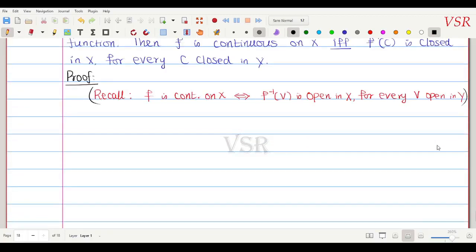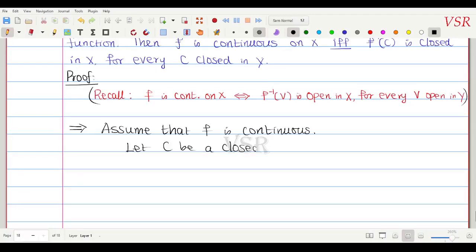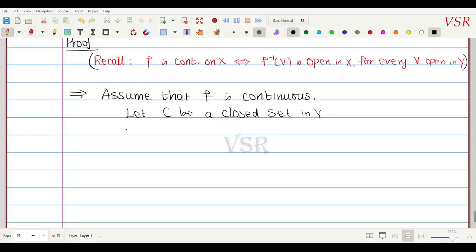Now, how am I going to prove this? One way to prove it: first assume that f is continuous. Let capital C be a closed set in capital Y. What I need to prove is that f inverse of C is closed in capital X.